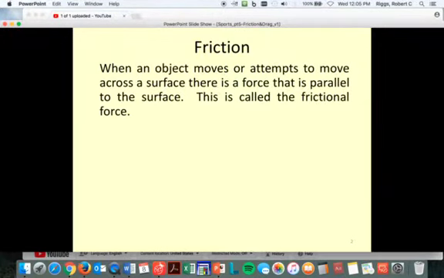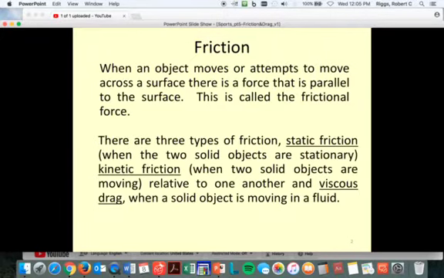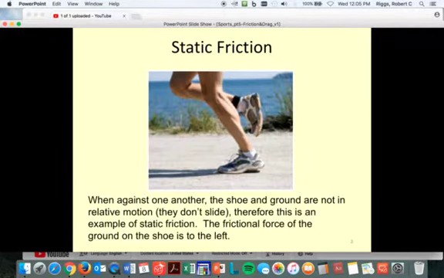When an object moves or attempts to move across a surface, there's a force that is parallel to the surface. This is called the frictional force. There are two types of friction. There's static friction, when two solid objects are stationary against each other, and then there's kinetic friction. The shoe and the ground do not slide relative to each other, therefore this is static friction. In fact, static friction is what pushes you forward when you walk.